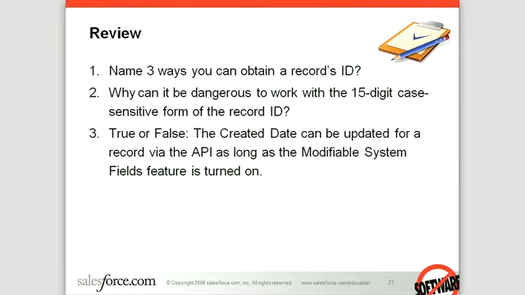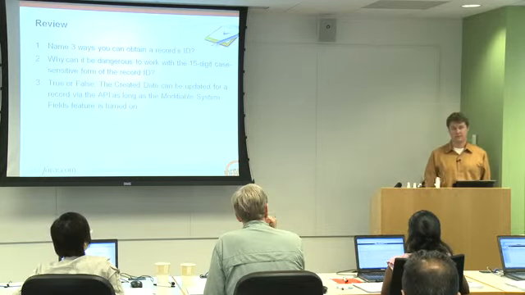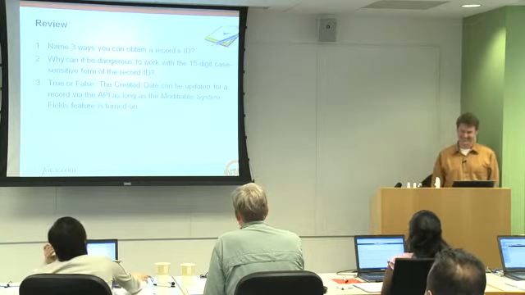True or false, the created date can be updated for a record via the API as long as the modifiable system field feature is turned on. True, or possibly false, I guess. So the key, there's a word here that makes this false. Update. Anytime we're doing an update, that means we have an existing record. Now, the created date can be inserted. So if we're doing an insert, we can set or initialize the created date. Okay, so a little bit tricky on the wording there.